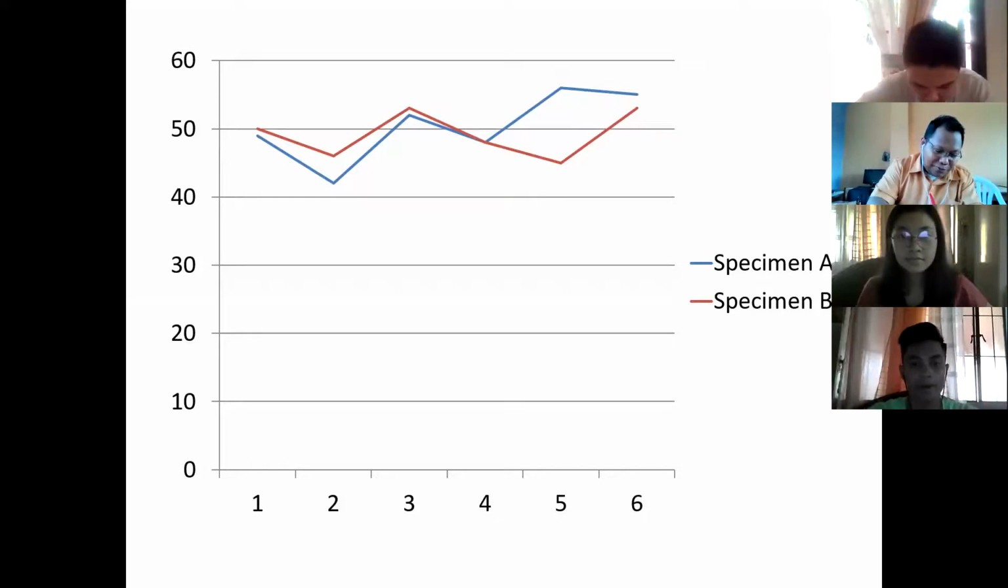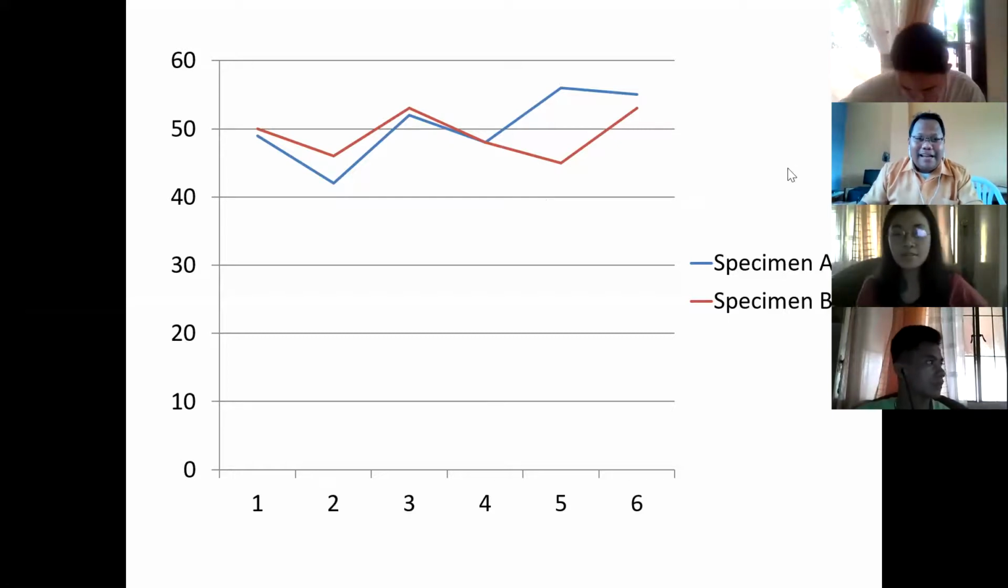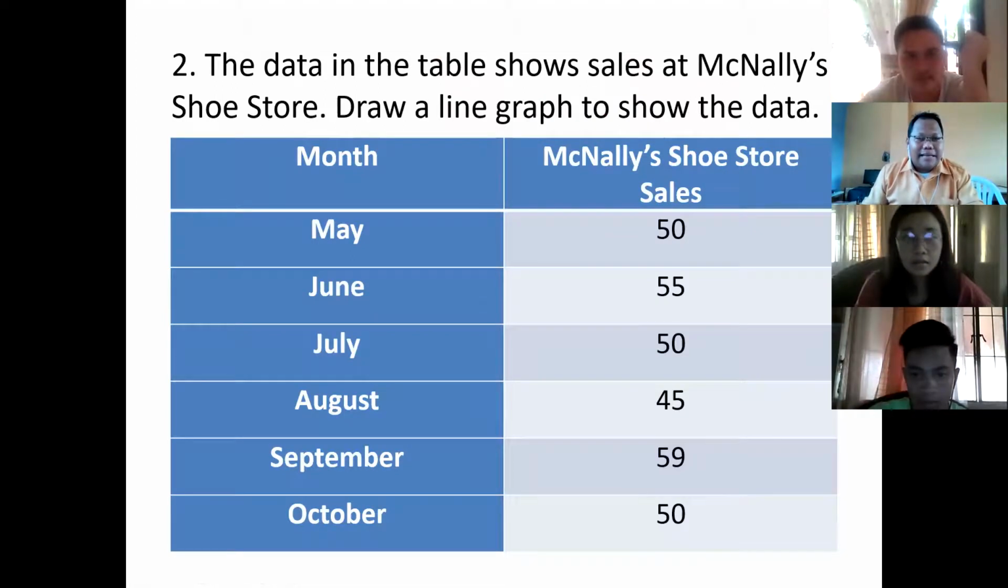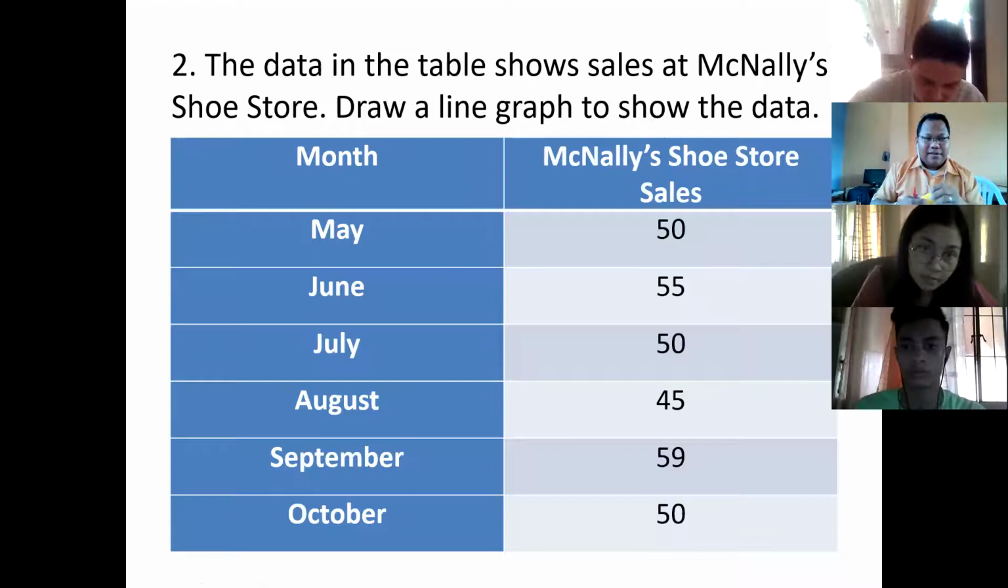Crisel, I'll give you 2 out of 5 for your output. Let's have another one. The second one, people, be ready. The data in the table shows sales at McNally's shoe store. Draw a line graph to show the data. Not a double line graph, but a single line graph now.